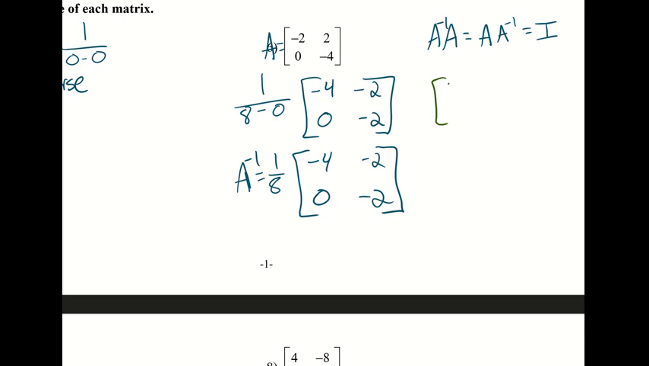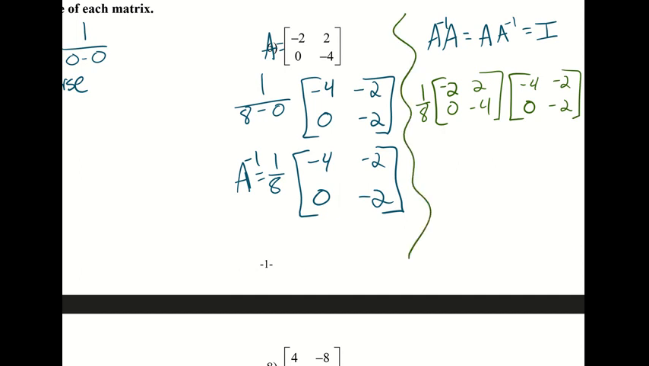So we've got negative 2, 2, 0, negative 4. And the constant we can multiply at the front. It doesn't matter which side that goes on. And then we've got negative 4, negative 2, 0, negative 2. All right, so we multiply these. We've got row by column. And don't forget we have that 1/8 there. So negative 2 times negative 4 is a positive 8 minus 0, plus 0.